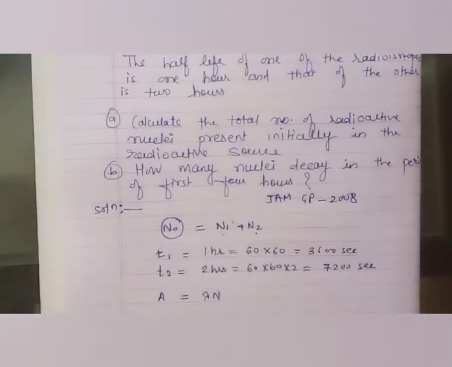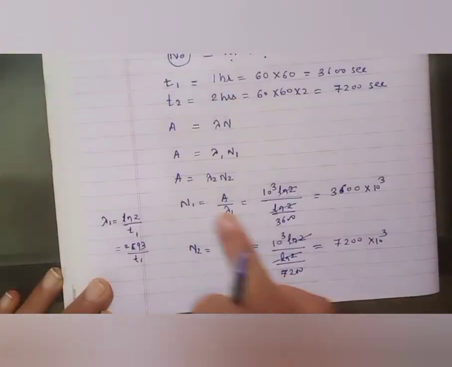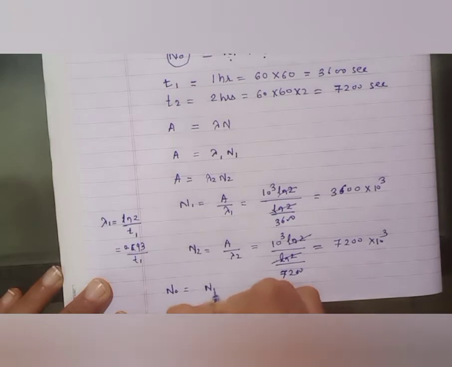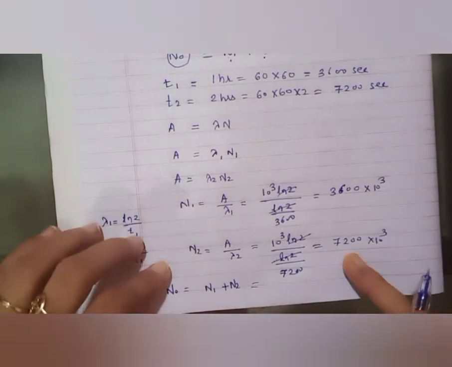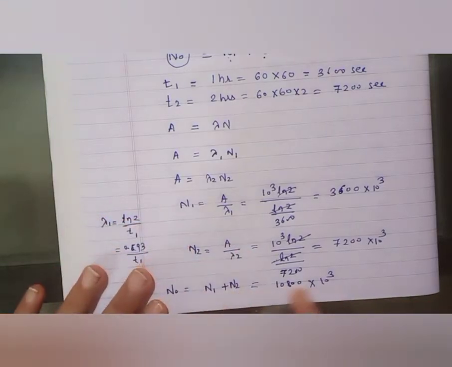We have to find out the total number of radioactive nuclei present initially. The total will be the sum of these two. So we will get N0 equals N1 plus N2, which is equal to 3600 plus 7200. It will be 10800 into 10 raised to 3. So this is what we get.